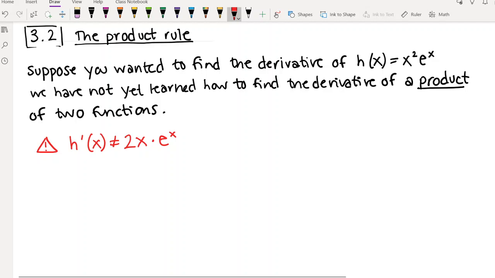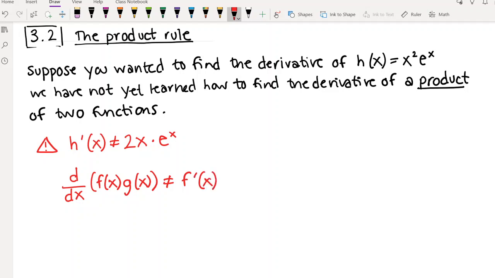In general, it is not true that if you're trying to take the derivative of the product of two functions, so in the example we did above, f of x would be x squared and g of x would be e to the x, it does not work to just take the derivative of each of the functions individually and multiply them. It does work to add, right? If our function was x squared plus e to the x, that actually works, but it just doesn't work with multiplication.